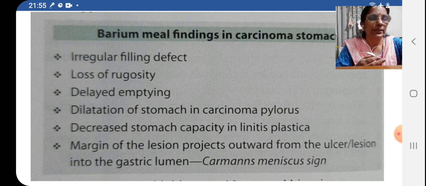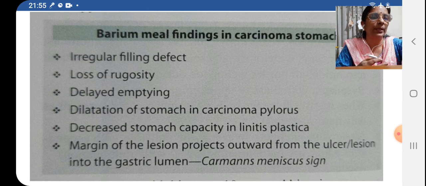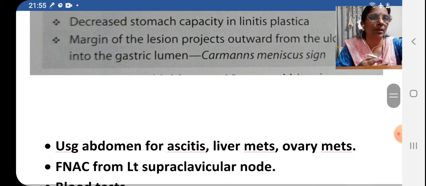The capacity, the space in the stomach is very much diminished in case of linitis plastica because of the increased thickness of the stomach wall. The margin of the lesion projects outward from the ulcer into the gastric lumen, that is called Carman's meniscus sign. So these are the barium meal findings in carcinoma stomach.